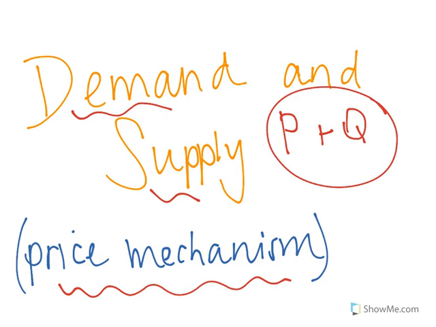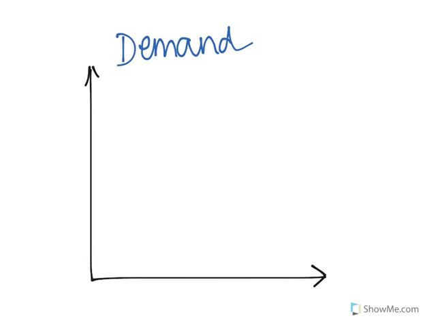So let's first have a look at demand. So on your y-axis you will have price, and on your x-axis you will have quantity. And this will be the same for both demand and supply. So this is what your demand curve looks like. And basically at every single point on this curve, it looks at the amount of a certain good that consumers are willing to purchase at every price level.